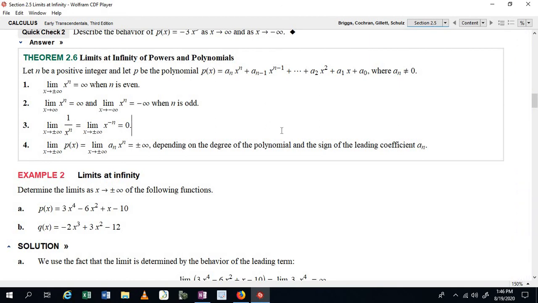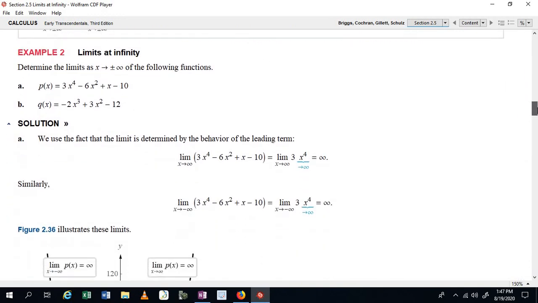Now notice they do mention that this limit is either going to be positive infinity or negative infinity, and that depends on the degree of the leading term of this polynomial, but it also depends on the sign of the coefficient of the leading term, a sub n.